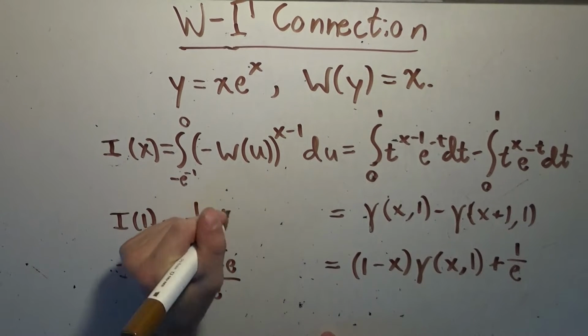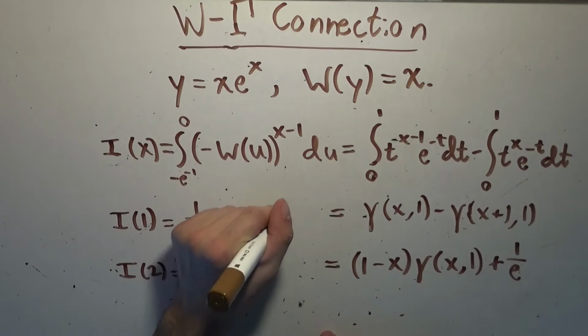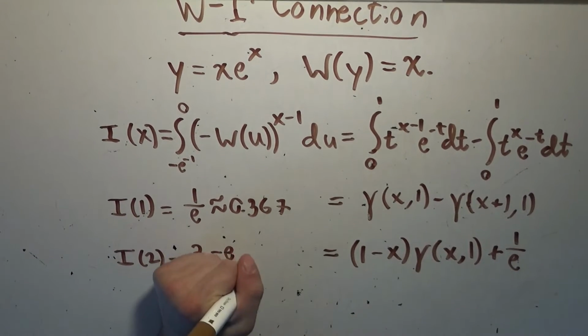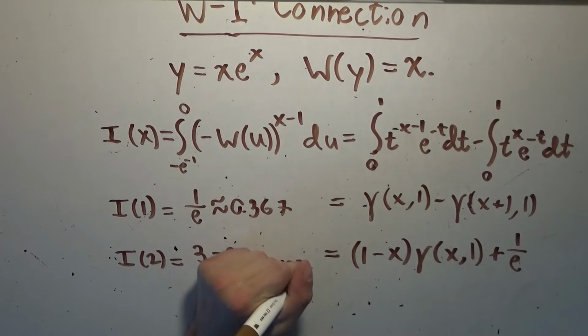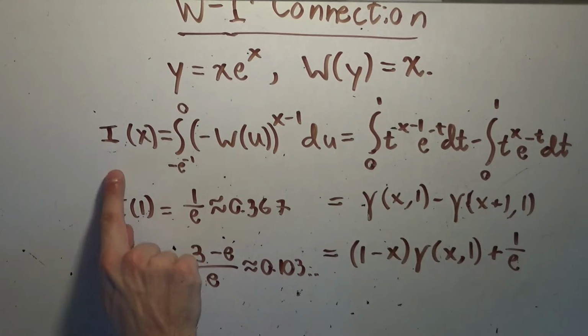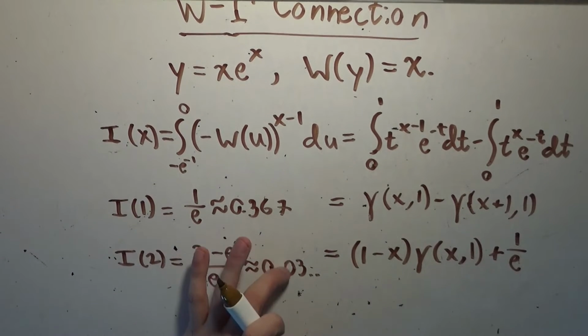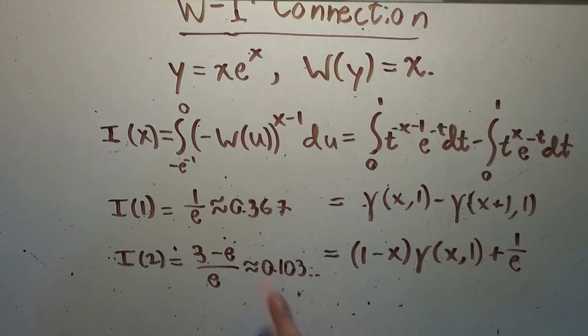Now 1 over e is about 0.367, I think, and 3 minus e over e is about 0.103, which makes sense because this is actually a decreasing function. So when you see it, it's quite clear that it should be something around there.